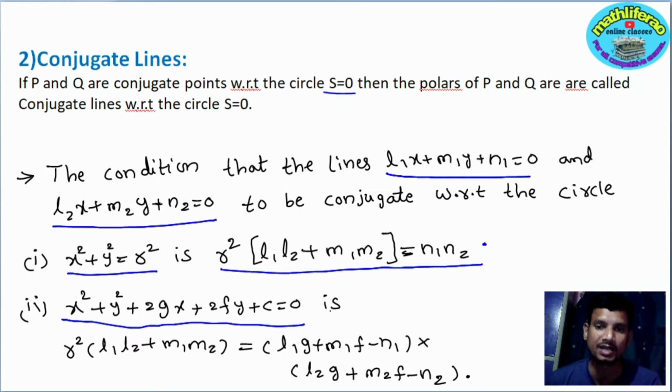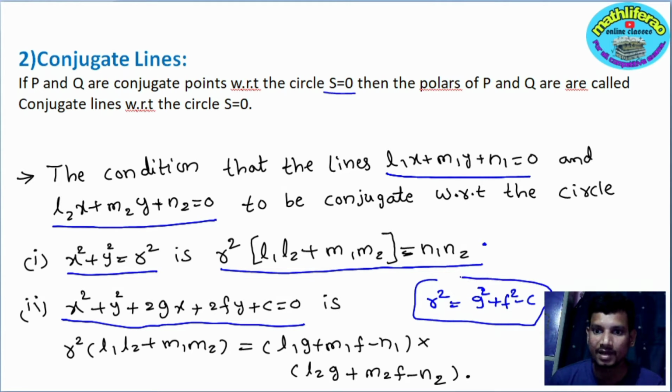Here, for the general equation of the circle, r^2 = g^2 + f^2 - c. This is the value. These are the two conditions for conjugate lines.